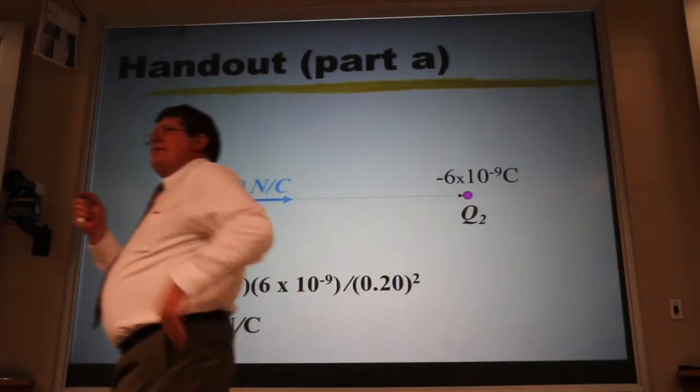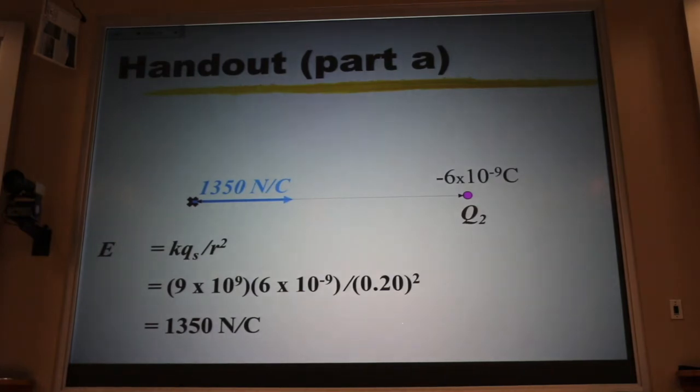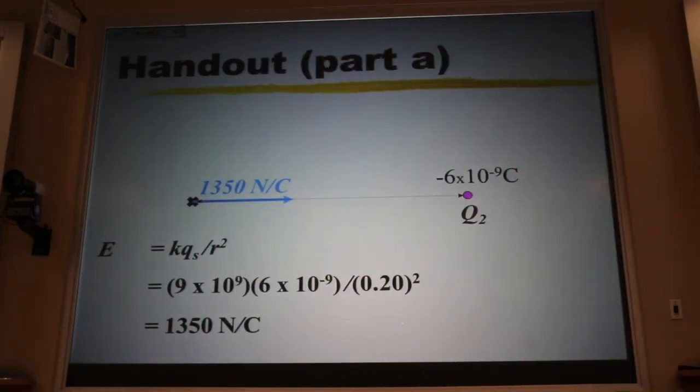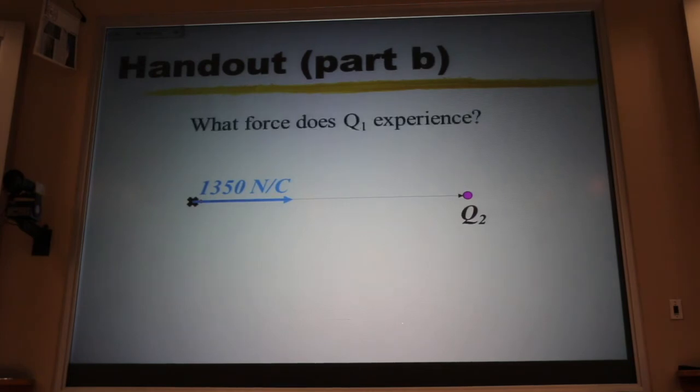Now remember, the interaction between Q1 and Q2 is a two-step dance. Okay? We just did the first step of the two-step. Now that Q2 has set up a field at the location of Q1, we ask part B, what force does Q1 experience? Now folks, I find that a lot of people have a hard time understanding the direction of the force. It comes from this vector equation here. If the electric field is to the right, and the test charge, the thing that's being pushed, is a positive test charge, then the force is going to be in the positive right direction.